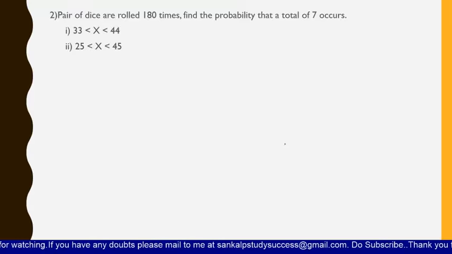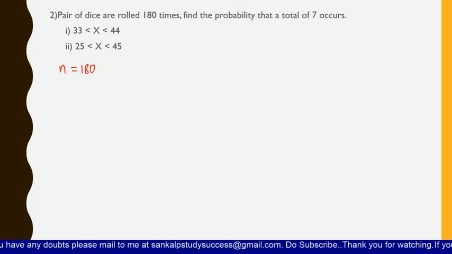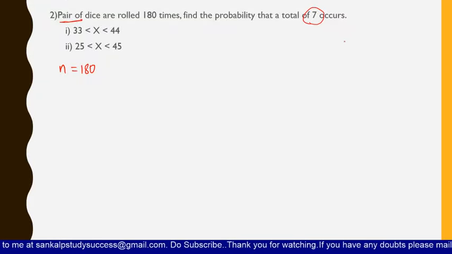A pair of dice are rolled 180 times. That means what is given? n value is 180, and it is asked to find the probability that a total of 7 occurs. That means a pair of dice is rolled, that means 2 dice are rolled at once, and you are getting the value as 7 on the dice. If you add both the values on the dice, you will get the value as 7.